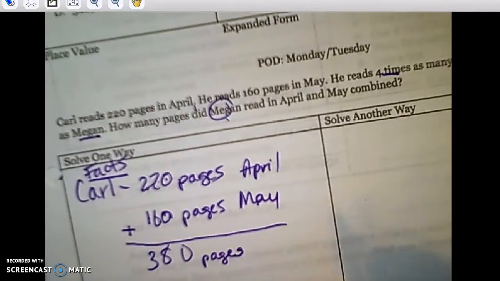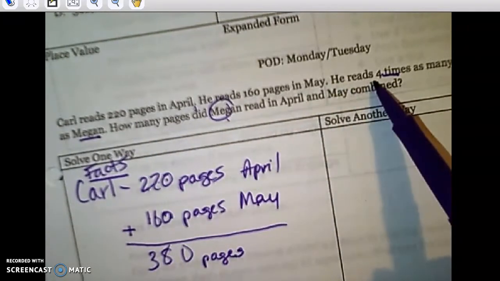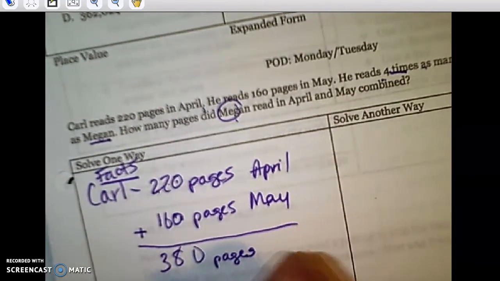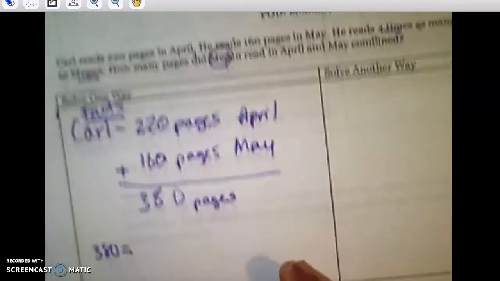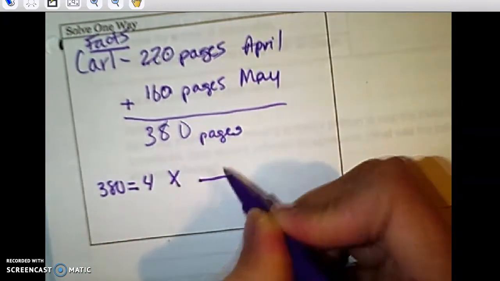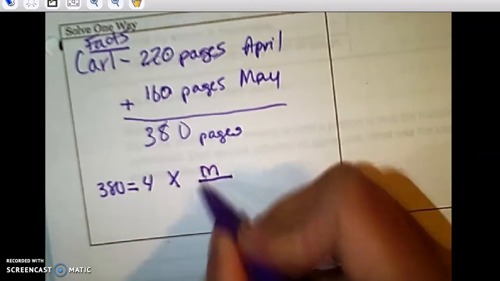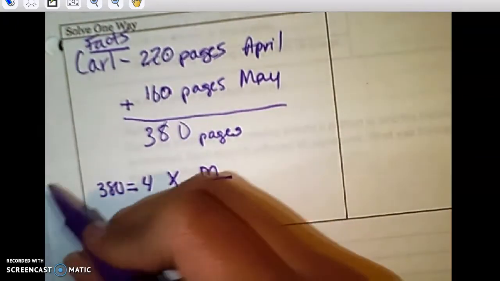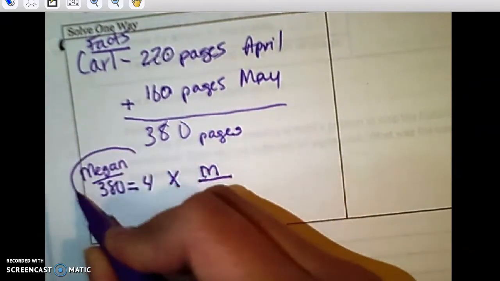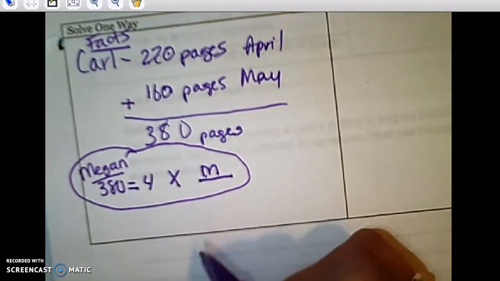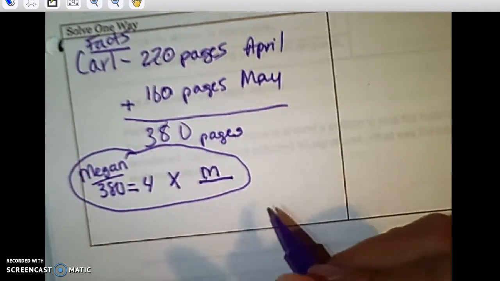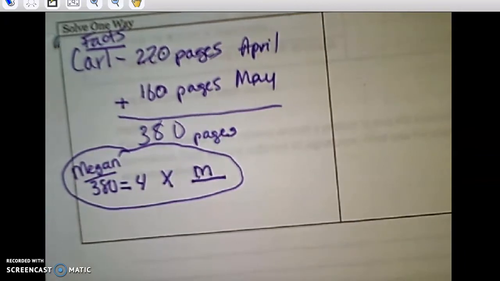Now, the question wants to know, it says he reads 4 times as many pages in these months as Megan. Okay, so let's write an equation. So 380, he reads 4 times as many pages during these months as Megan. We don't know Megan, so we're going to put M there as an equation. This is what we have to find, so I'm just going to label this as Megan. Oh, perfect. Okay, so we're going to use this equation to help us figure out how many pages Megan read in April and May combined. Okay, so let's hold on to this and I'll check in with you guys tomorrow.